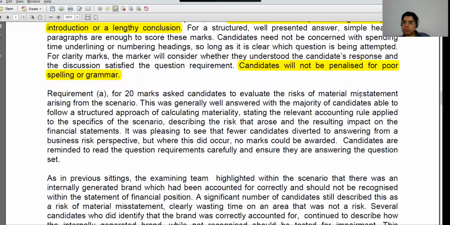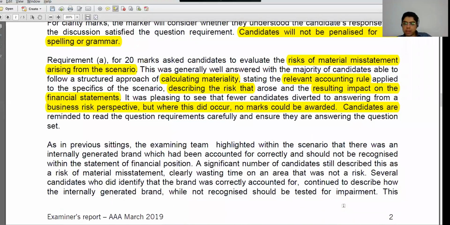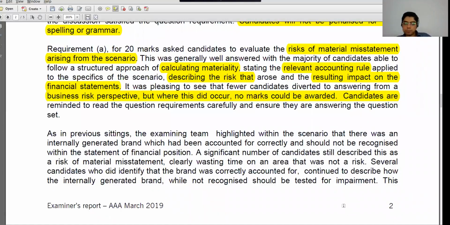Okay, for the question on risks of material misstatements that we did yesterday, a structured approach would include calculating materiality, stating the relevant accounting rules, describing the risk, and the resulting impact on the financial statements. If you use my 5-step approach to answering this ROMM question, you will be able to score all your marks very easily. The problem is, if you're diverting and you start answering from a business risk perspective, you're not going to get any marks for that.